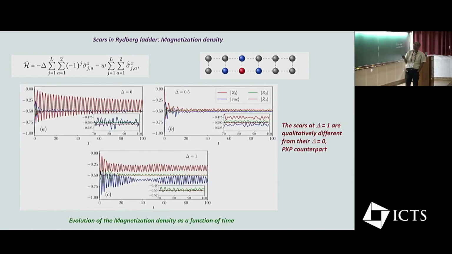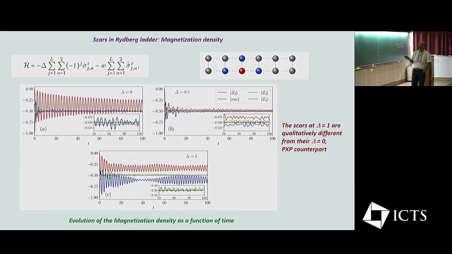So now, with this background, let me come to scars in the ladders. The first thing that we want to do is take these ladders with the following Hamiltonian, where we introduce a staggering term. Here the detuning is staggered with this (-1)^j factor, and the rest is basically the same projection operator. The only difference is that once you put in an up spin, or rather a Rydberg excitation, the neighboring sites, which involve sites both in the same rung of the ladder and the opposite one, cannot have a Rydberg excitation. So the projection operator is designed accordingly.